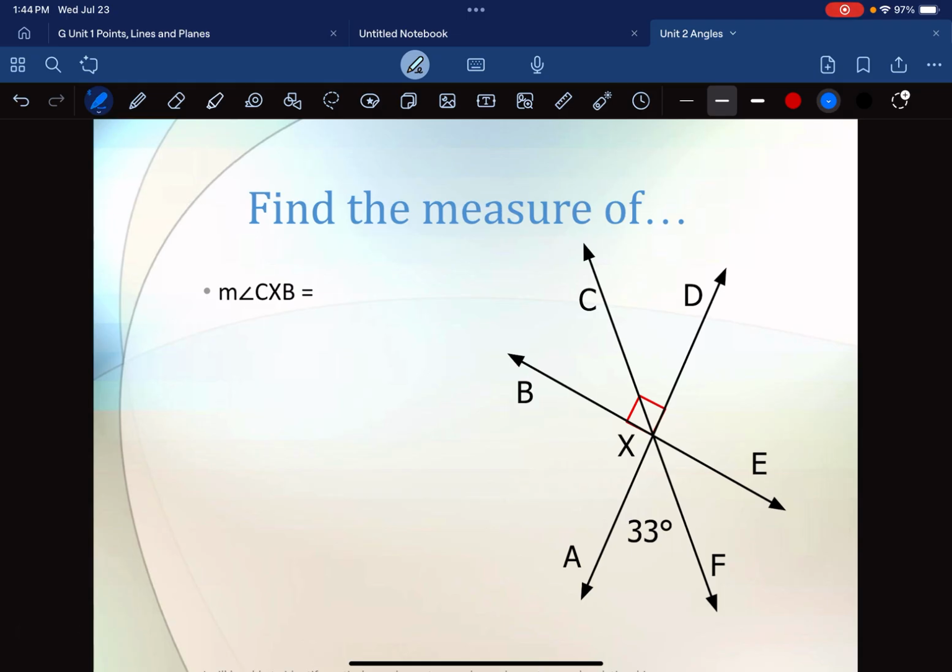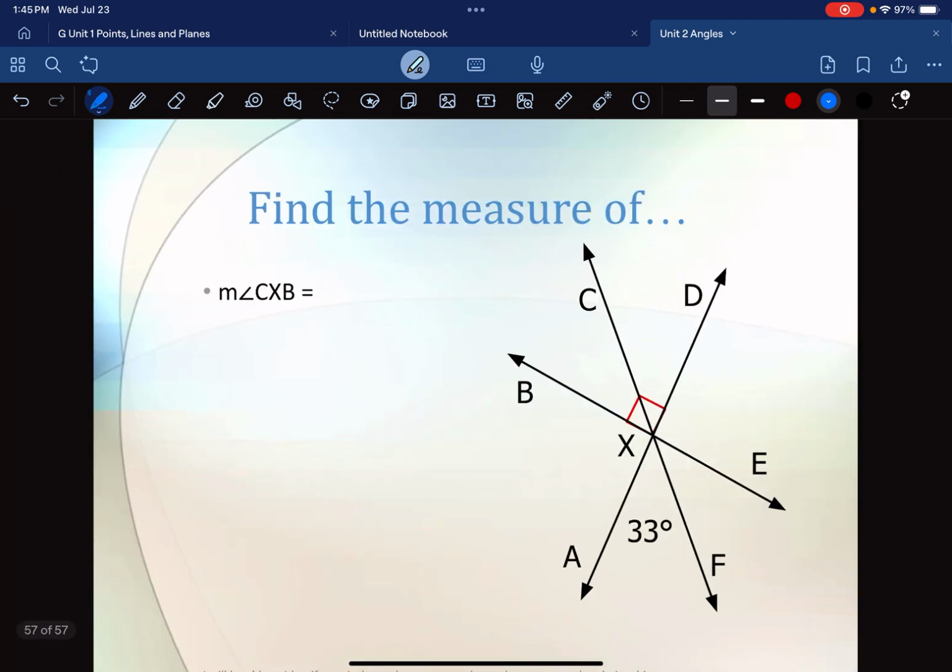Okay. CXB. Well, I know that CXB and CXD make 90. And if I use my vertical angle pair, the big X, the 33 down at the bottom, its vertical angle is at the top. And so I've got 90 minus 33, which I believe is 57 degrees. That gives me this angle here.